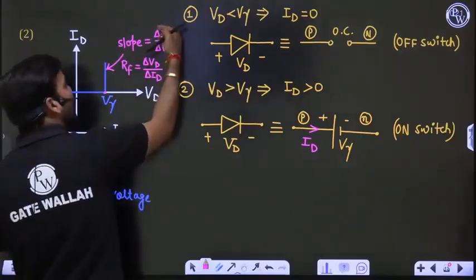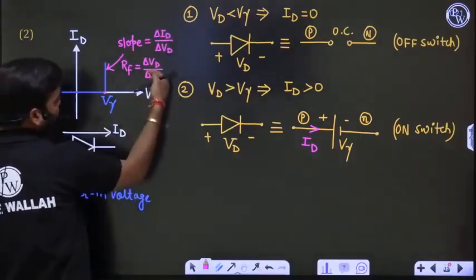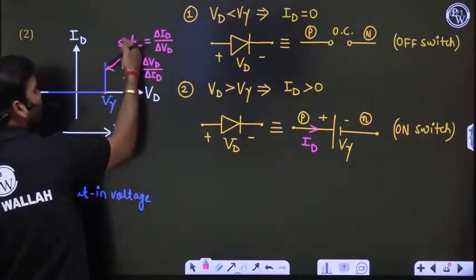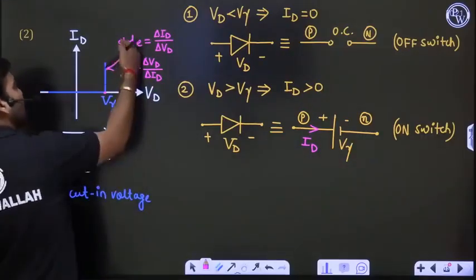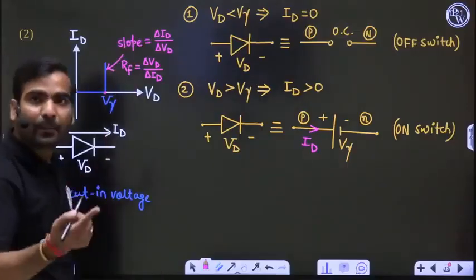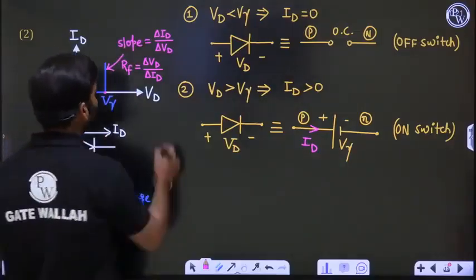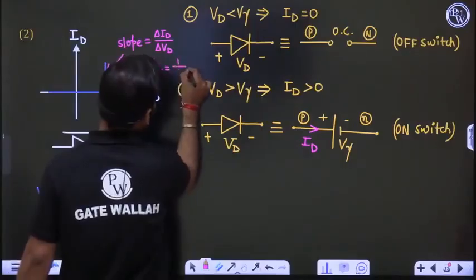Sir, this is written y upon x. This is written x upon y. Left side RF, right side slope. What is the relation between RF and slope? RF will be 1 upon slope. Okay, sir. So RF will be 1 upon slope.